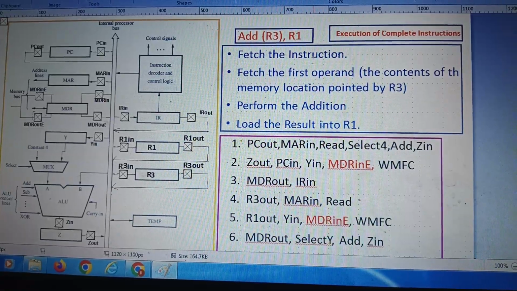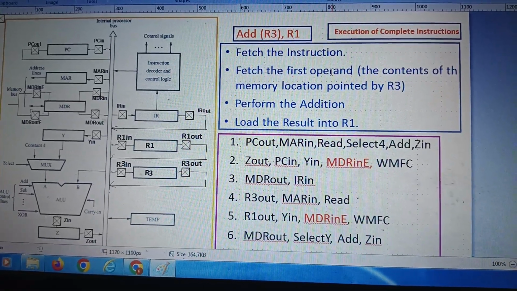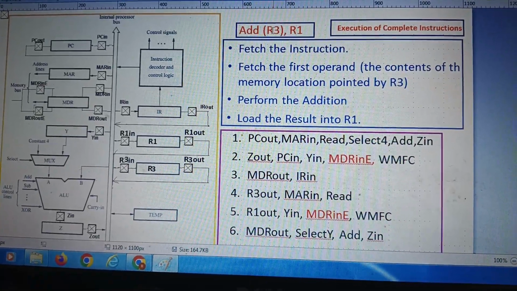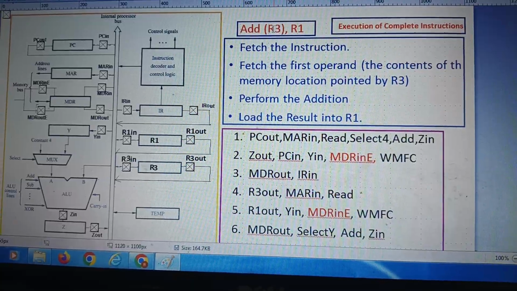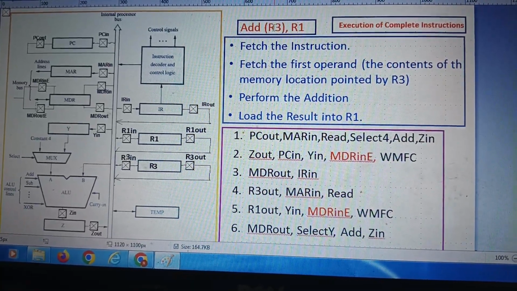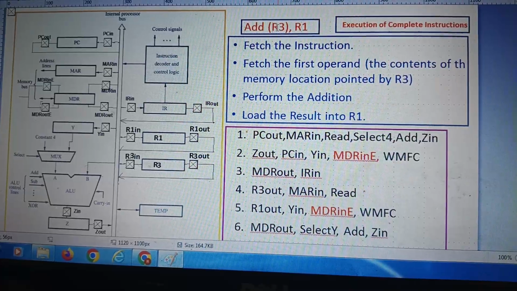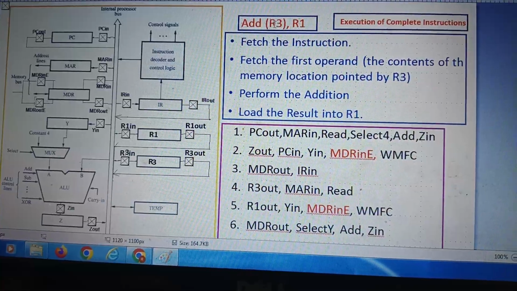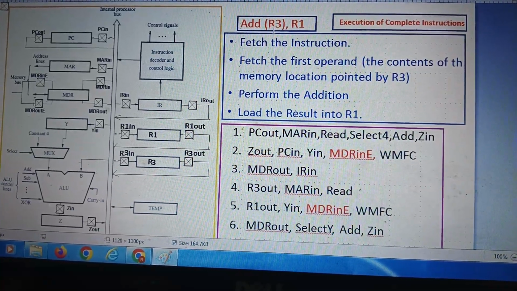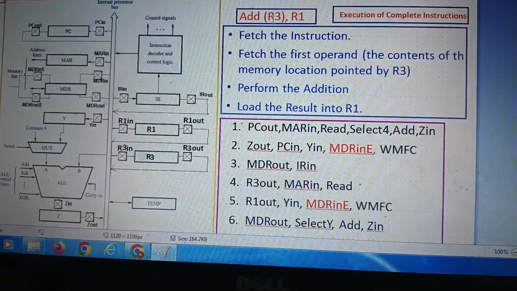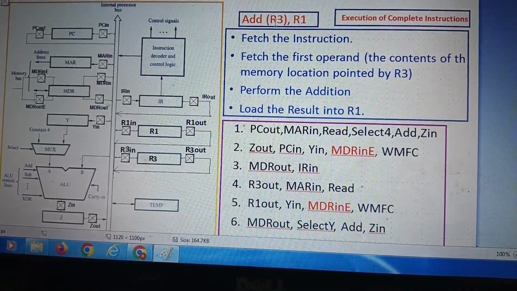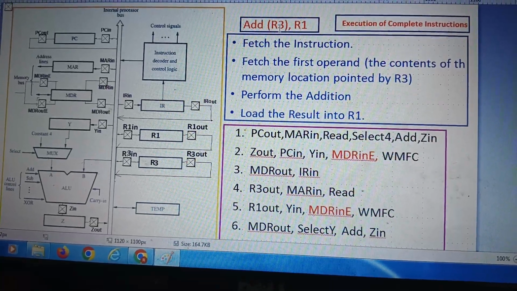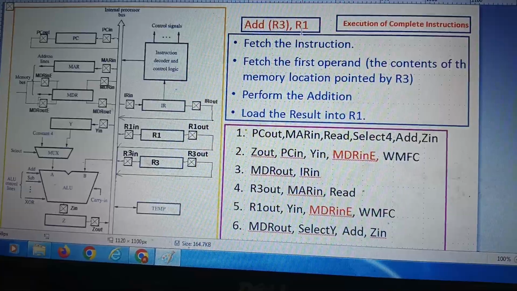Then fetch the first operand, the content of the memory location pointed to by R3. R3 register is having some value. For example, if it is having a value like 8000, that 8000 is an address. That value we should extract and send to the address lines, and from that address some location is selected and the content of that location should be passed to the processor.